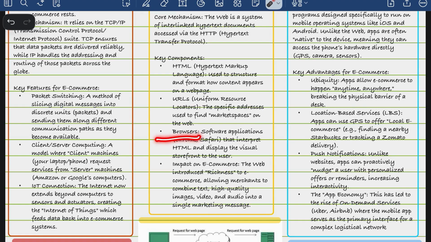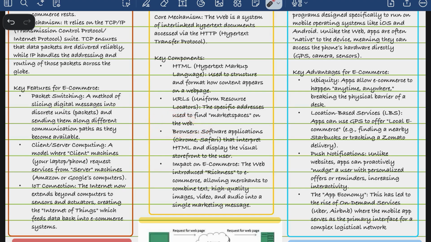Then you have the browser, software like Google Chrome and Apple Safari. Think of the browser as a digital translator. It reads the raw, confusing HTML code and translates it into an instantly beautiful visual. For example, when you see the Amazon website, the browser is translating all the code written behind that website, and you only see a beautiful visualization on your screen. So that is what the browser does.